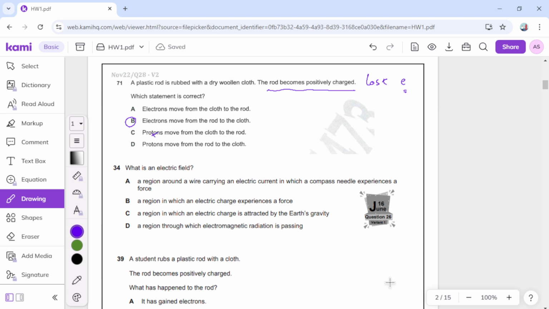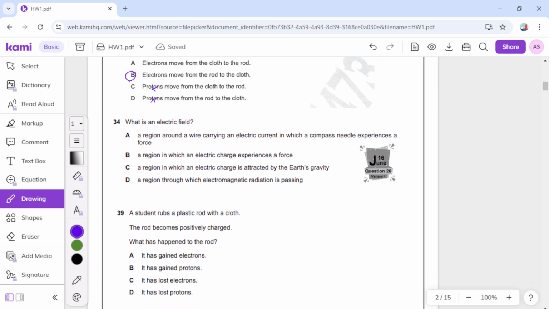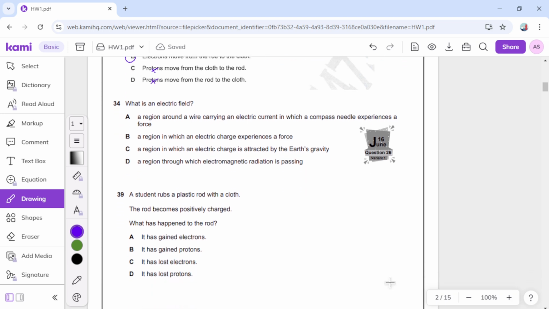And you have to complete the proton option. Proton, we cannot use proton. Proton is inside the nucleus. It cannot be gained or lost. What is the electric field? A region around a wire carrying an electric current. A region in which an electric charge experiences a force. This is the definition of electric field.